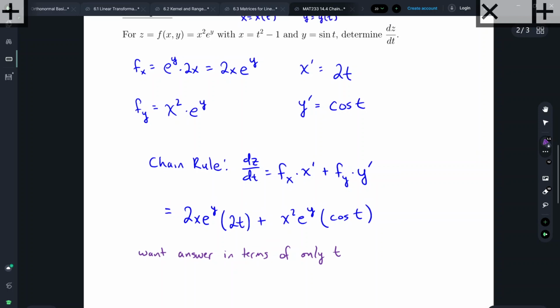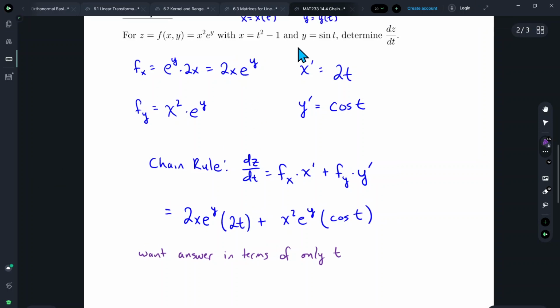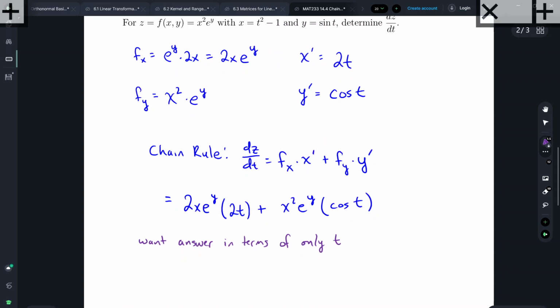And so how do I do that? I need to take the original expressions for x and y and plug them into the answer. So we plug x equals t squared minus 1 and y equals sine t back into the answer.